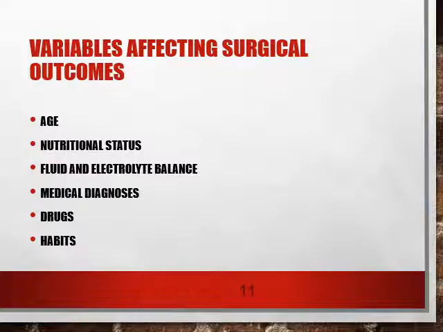So here are some variables affecting surgical outcomes. I'm going to list them and then I'll talk about each one. The first one is age, nutritional status, fluid and electrolyte balance, the medical diagnosis going into surgery, what drugs are they on, and that's over-the-counter, prescribed, as well as illicit drugs, and what are their habits.